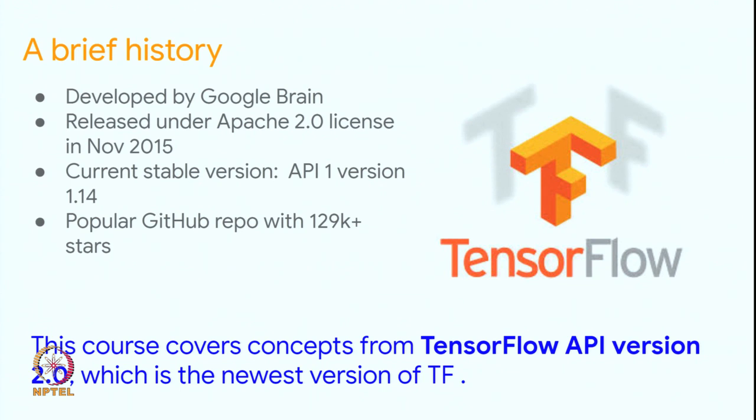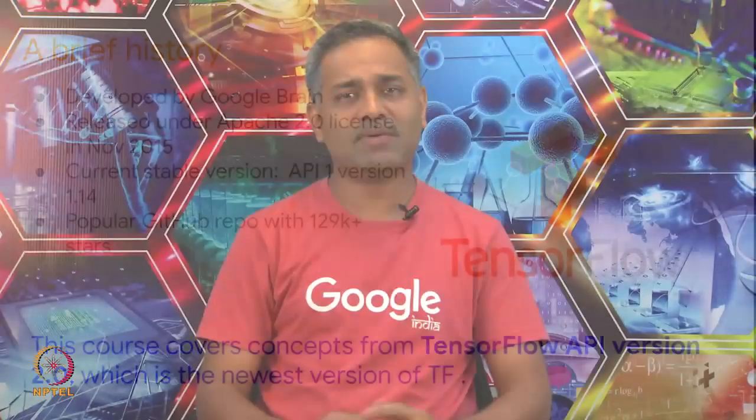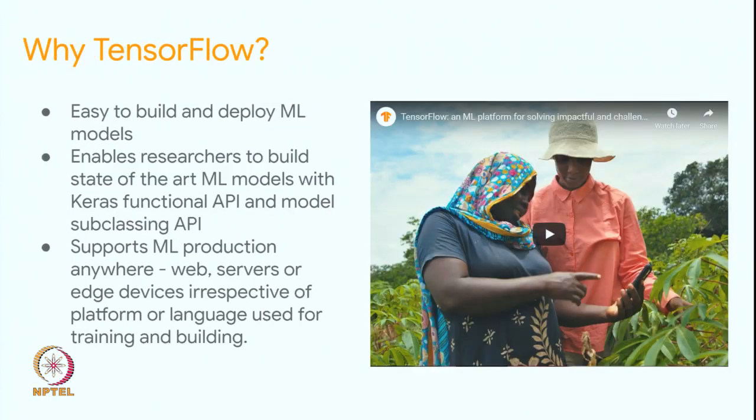The current stable version of TensorFlow is 1.14 and it's a popular GitHub repo with 129k plus stars. TensorFlow has a vibrant, active community of developers, with more than 1800 developers actively contributing to the code base. This course covers concepts from TensorFlow API version 2.0, which is the newest version of TensorFlow. Why do we really care about TensorFlow?